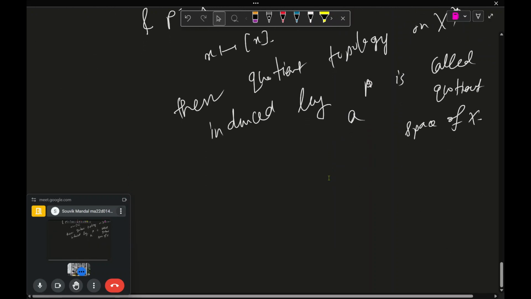So basically, capital X is a space, and there is a relation tilde. We consider X star, which is a partition of capital X into disjoint equivalence classes, and there is an obvious surjective map, little p, sending each element to its equivalence class. The quotient topology on X star induced by the map little p is called the quotient space. So this is the definition of the quotient space.